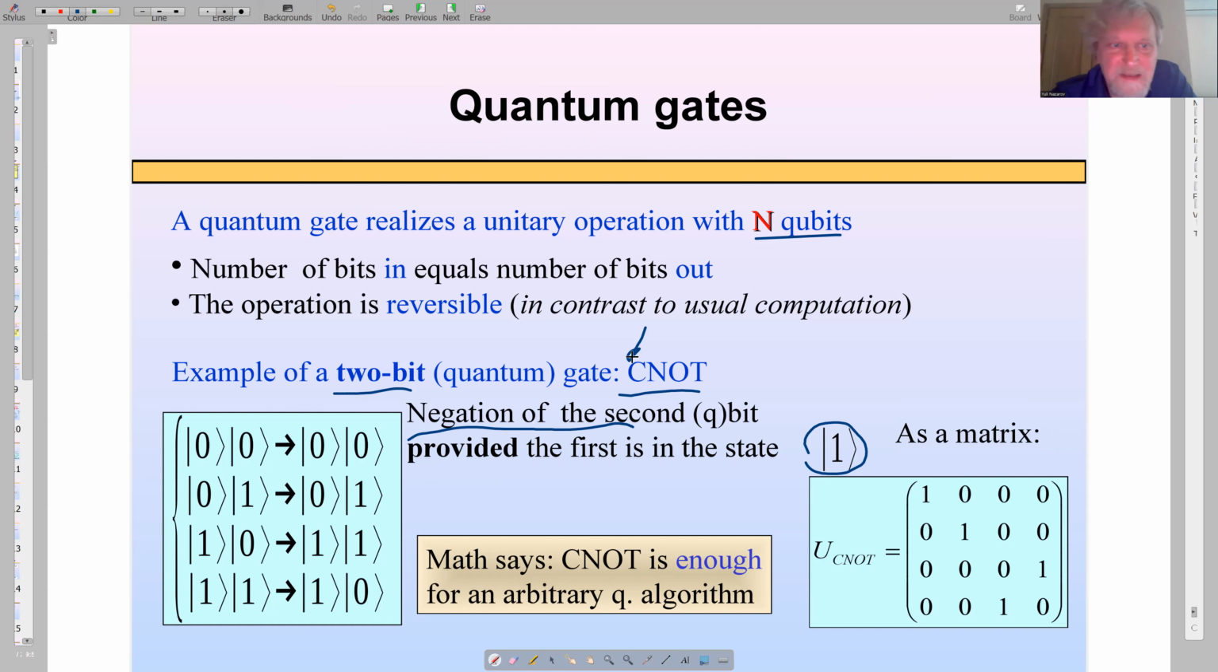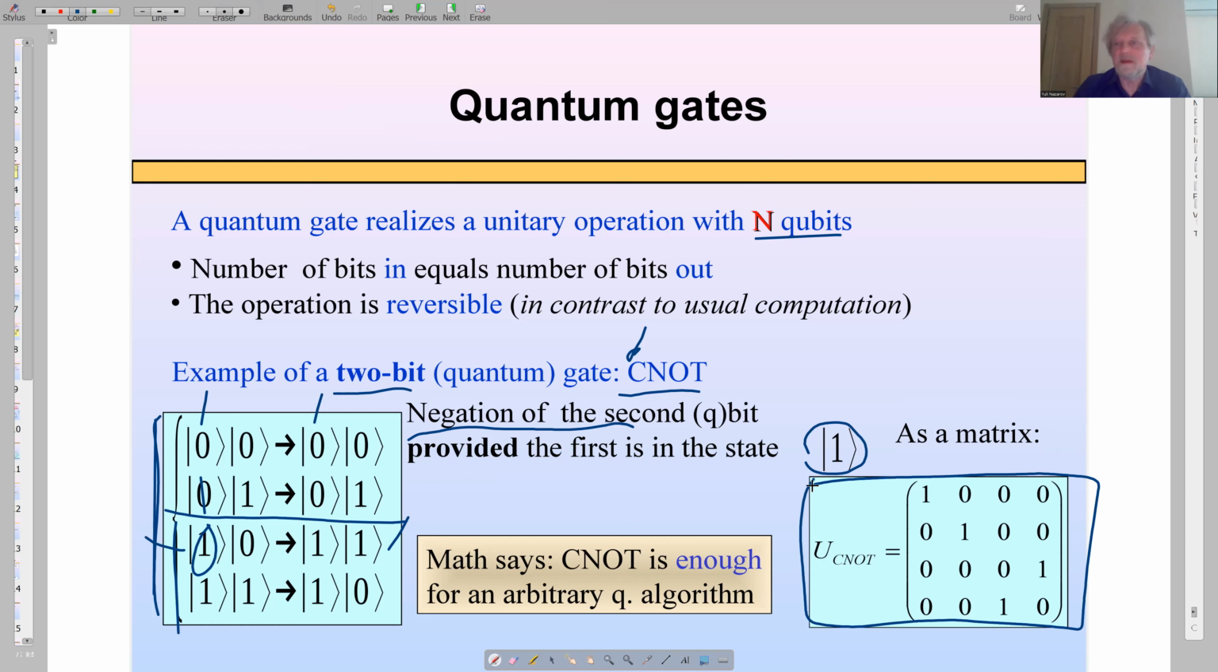Good. How to express it mathematically? First, let us understand how the wave functions would change, what we wanted to change. If the control qubit is 0, nothing happens with the second qubit. If the control qubit is 1, there is a flip of the second qubit. If we express these relations in matrix form, we end up with this matrix of CNOT, a unitary matrix.